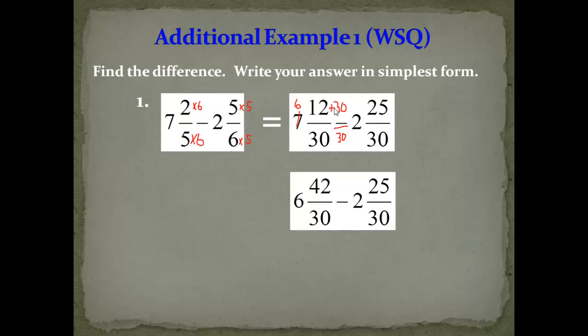We now can subtract our fractions. 42/30 minus 25/30 would be 17/30, and 6 minus 2 is 4. 4 17/30 is in simplest form, so that is our answer.